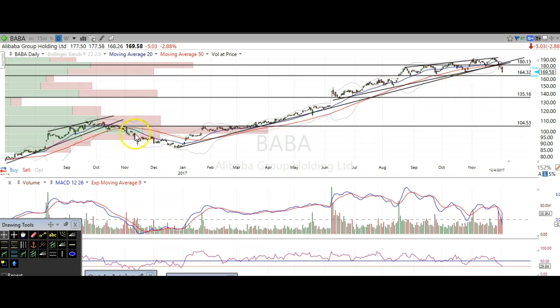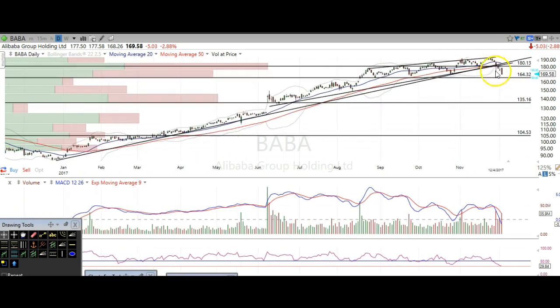Obviously, you get this dip right here, and then boom, we just blasted off ever since then. So that could easily happen here again. So this is just a short-term trading action right here that I want you to pay attention to. And if we do get a nice dip, it's most likely going to be a very good buying opportunity.